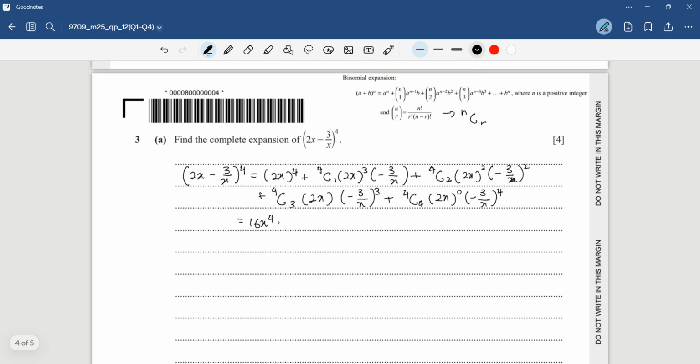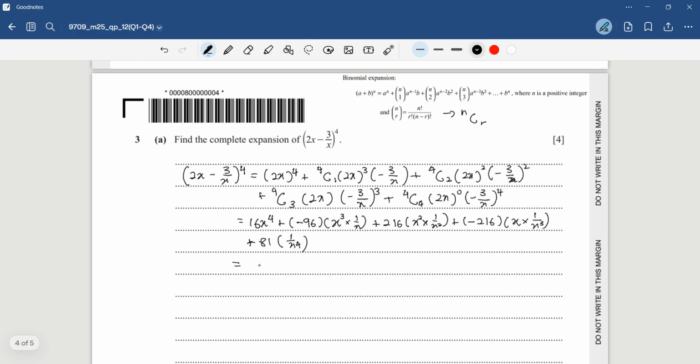Okay, so it's going to be 16x to the power of 4, plus negative 96, and this one will be x cubed multiplied by 1 over x, plus 216 x squared multiplied by 1 over x squared, plus negative 216 x multiplied by 1 over x cubed, plus 81 times 1 over x to the power of 4.